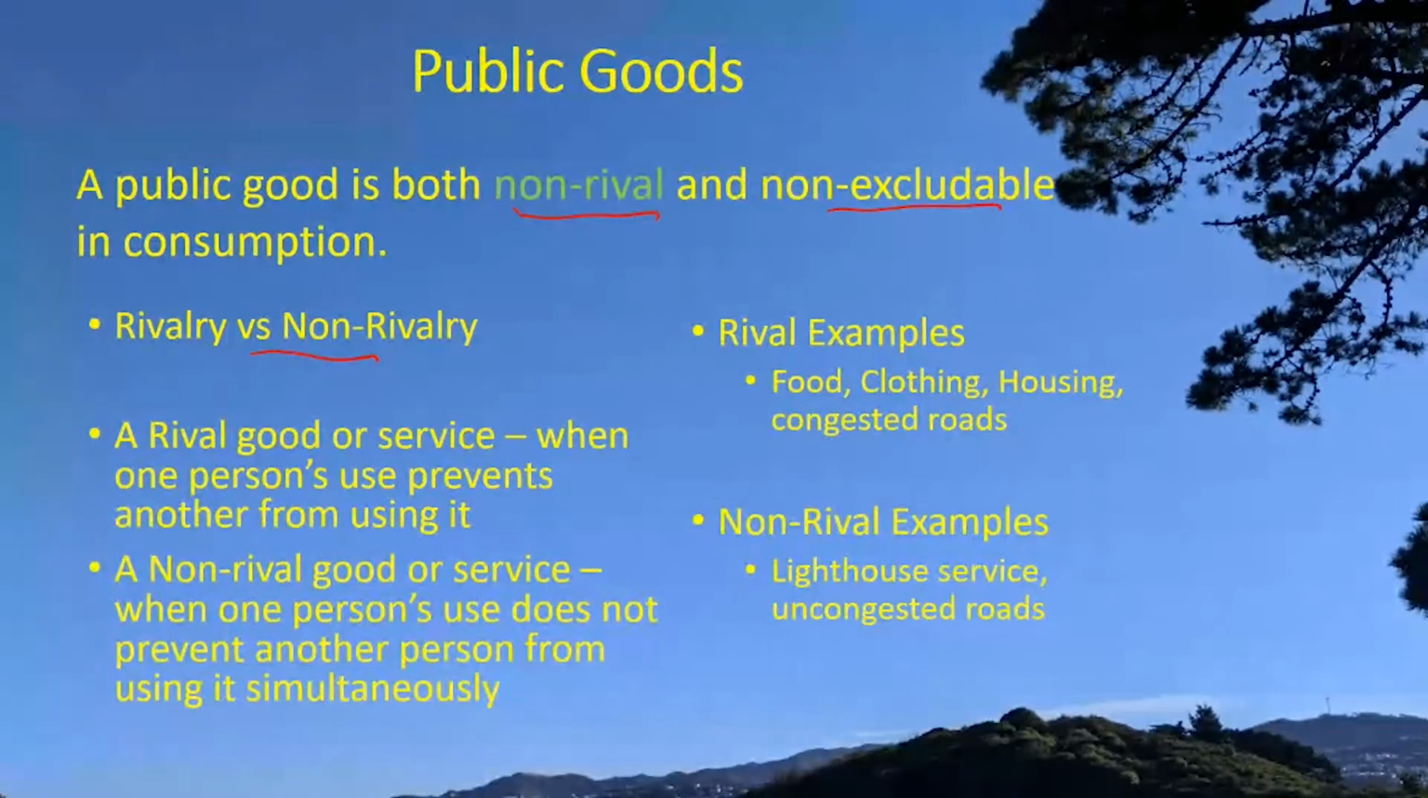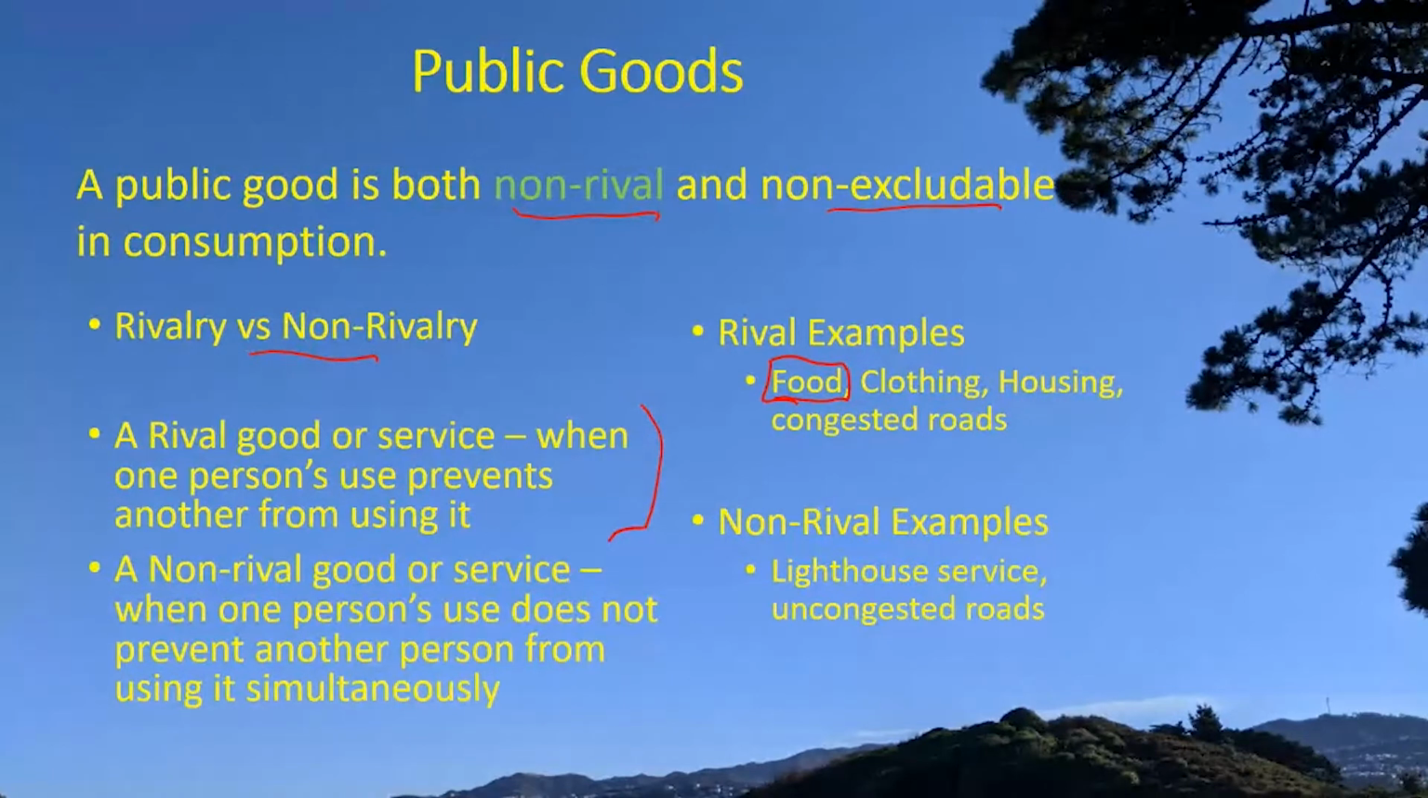So first, let's start with rivalry versus non-rivalry. Okay, in this particular case, a rival good or service occurs when one person's use prevents another from using the same good. A good example is food. When you eat your breakfast, you're the only one that gets to enjoy the benefits of that breakfast. That particular food is yours when you eat it. It can't be used by somebody else simultaneously.